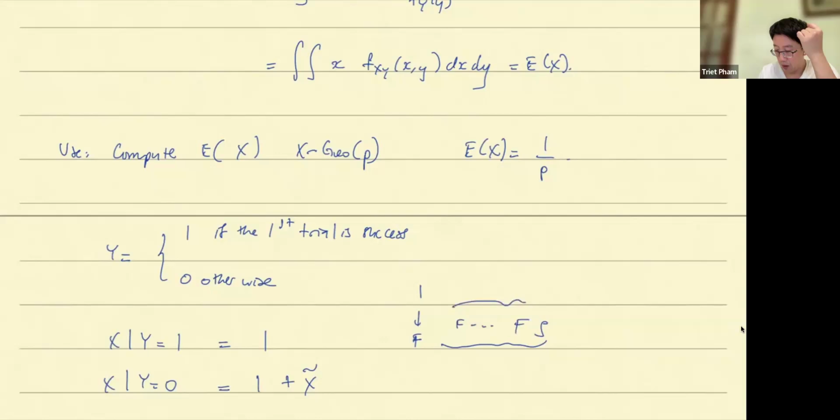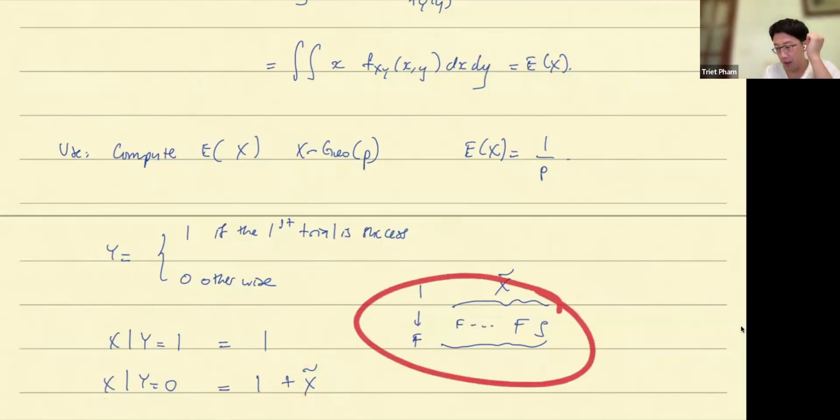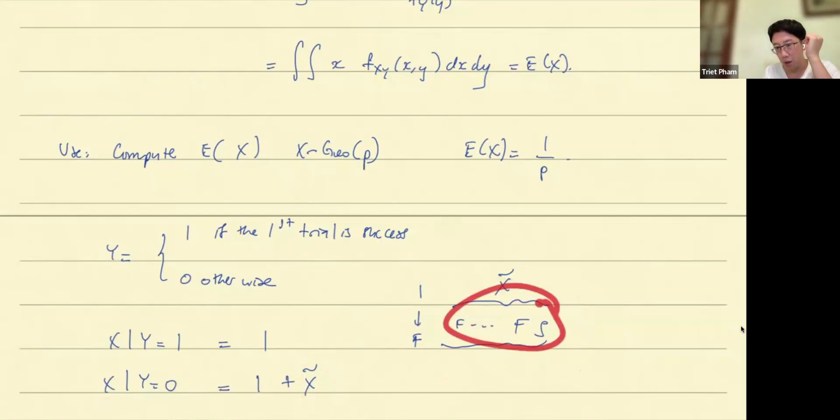So we call this X tilde. The tilde is there because it's also a geometric with parameter p, so it has the same expectation as X. So it's kind of repeating the experiment. But it's not the same value as X, because clearly X is the whole thing here, and X tilde is only this part, and only when the first trial is a failure. So we call it X tilde, but X tilde is still a geometric p.